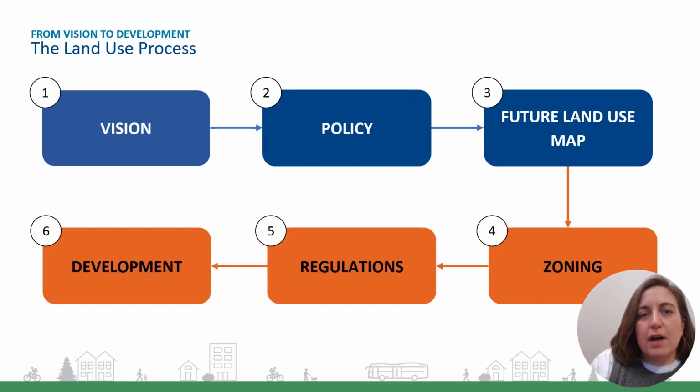The land use process has 6 key steps: visioning, crafting the policy, creating a future land use map, creating a zoning map and associated zoning regulations, and then finally the development of buildings, streets, etc. that translate our visions into our physical environment. A new cycle begins with an update of our existing policies and regulations. This is where we are at right now with the Missoula project.